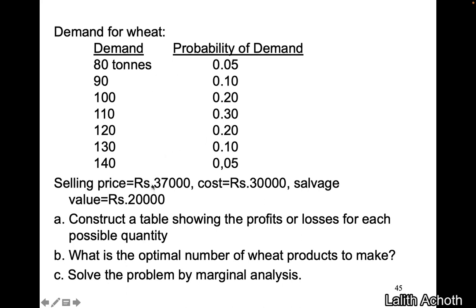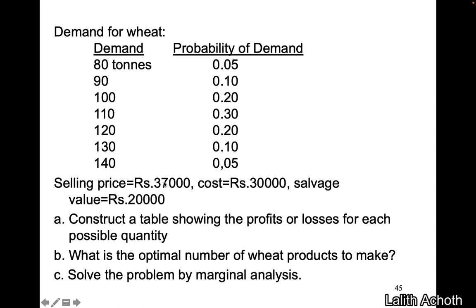Now we're going to the selling price of the product, which is 37,000. This is the same wheat example. The cost is 30,000. The salvage value, if I can't sell it now, I'll have to sell it for 20,000. This is called the salvage value. Right? So we have got this. Now we can calculate ML, MP.